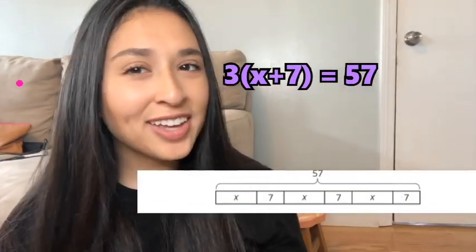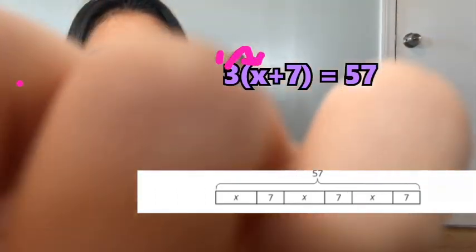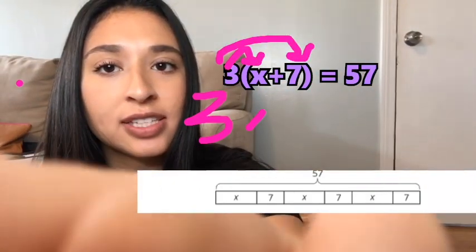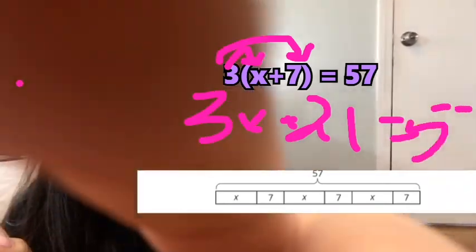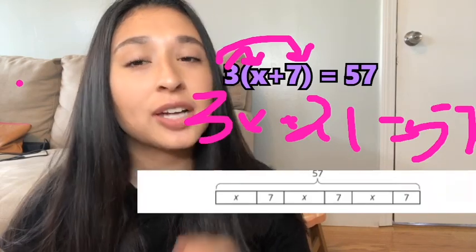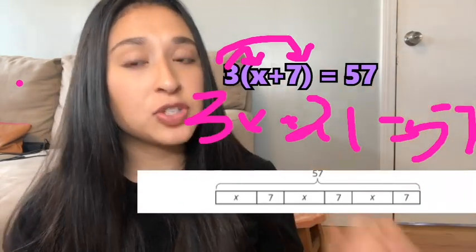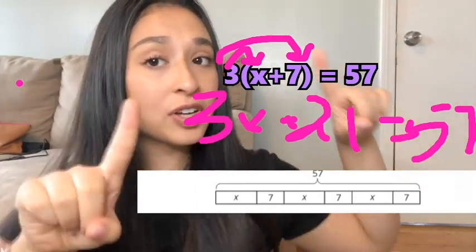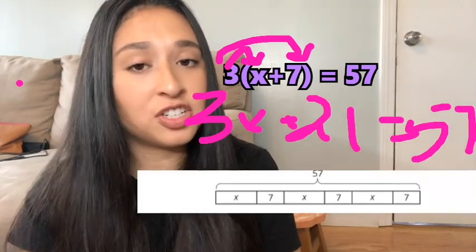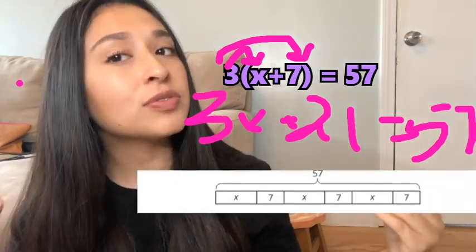Now, if you'd like, you can distribute that 3 inside of the parentheses. So that's going to look like 3x plus 21 is equal to 57. From here, subtract 21 from both sides, and then whatever 57 minus 21 is, divide by 3. Now, if our calculations are correct, then your answer should also come out to x equals 12.